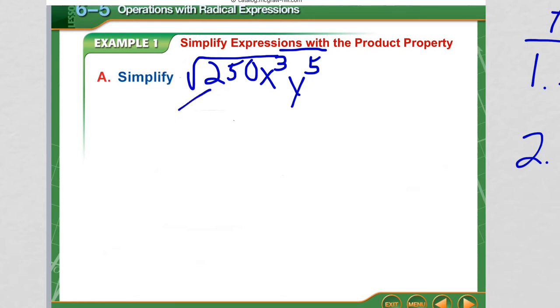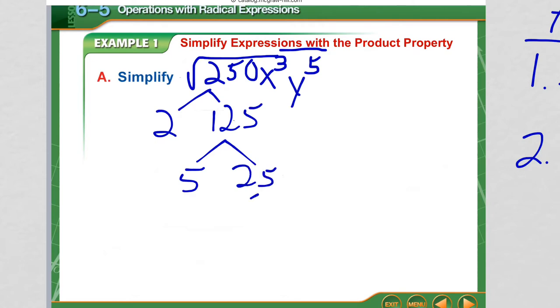Remember, first thing we have to do is make the tree for our numbers. So 250 would be 2 and 125. Then the 125 breaks down into 5 and 25. And the 25 breaks down into 5 and 5. So remember, we're always looking for pairs. So in here we have a pair of 5s.